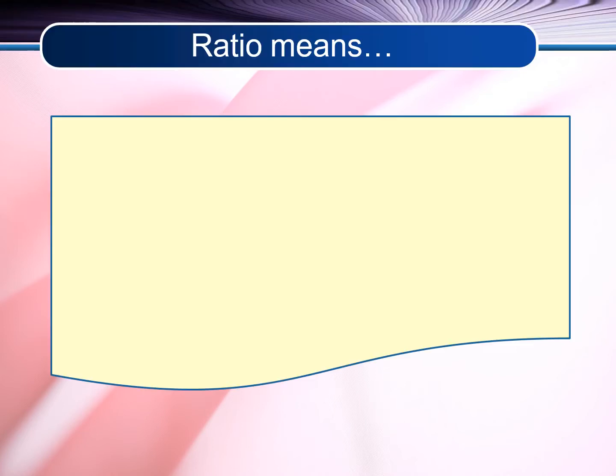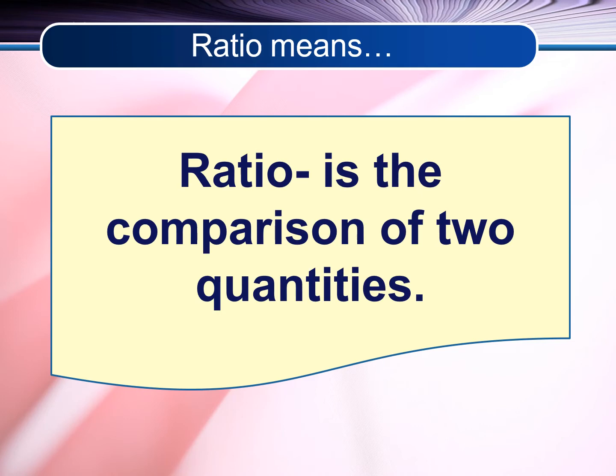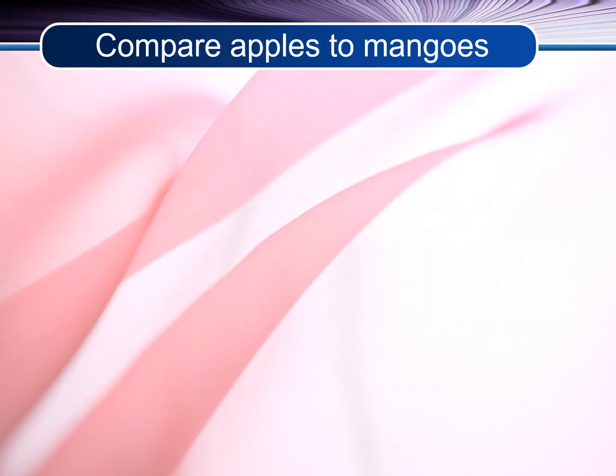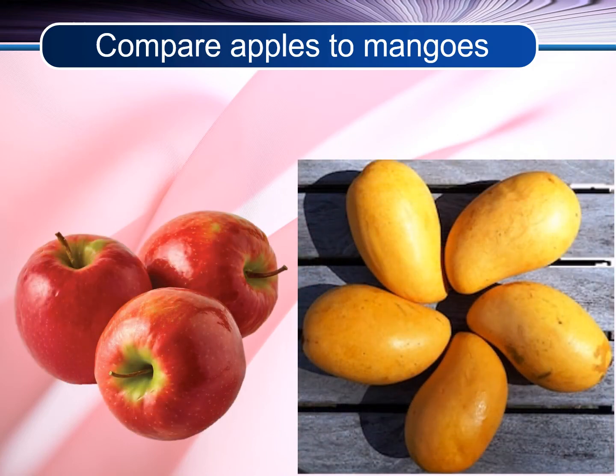Let us define now what a ratio means. Ratio is a comparison of two quantities. Let us take the following examples. Let us compare the number of apples to mangoes. If there are 3 apples and 5 mangoes, we can say that 3 apples is to 5 mangoes.